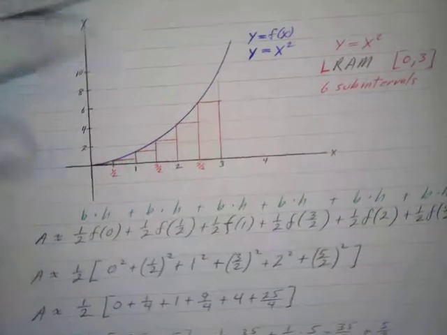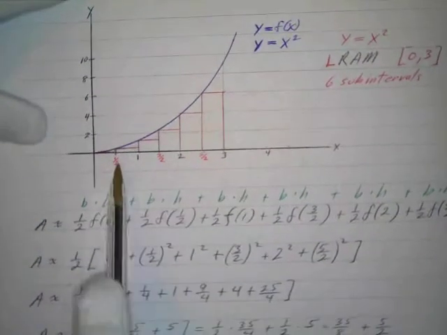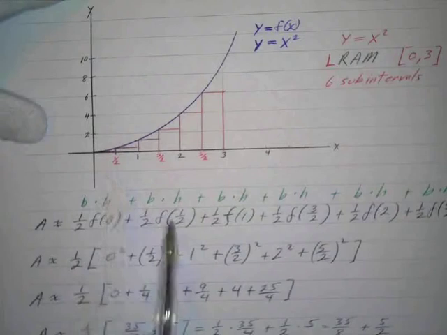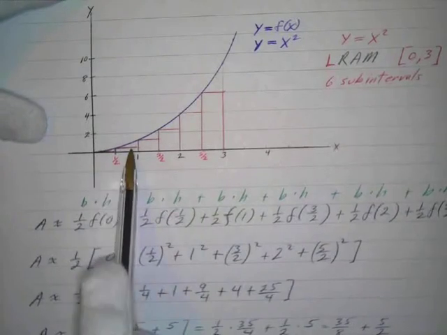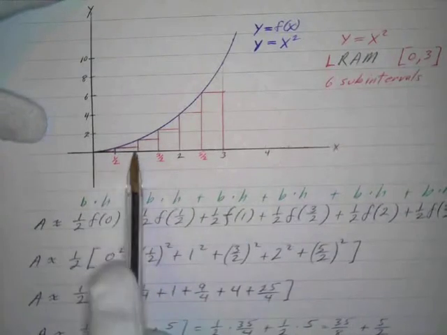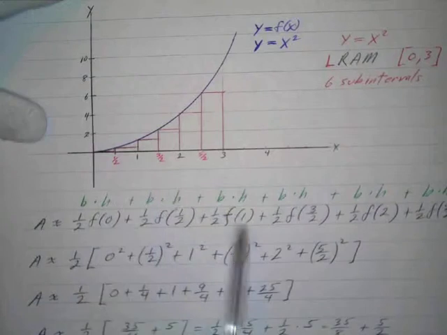And we leave everything in improper fractions. It's a little bit easier to deal with. So that's the left endpoint, so f of 1/2 will give me the height of the second rectangle. My third rectangle, I'm going to use the left endpoint 1. So f of 1 will be the height.